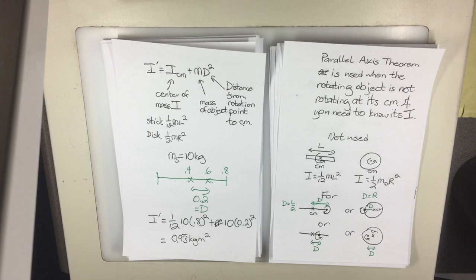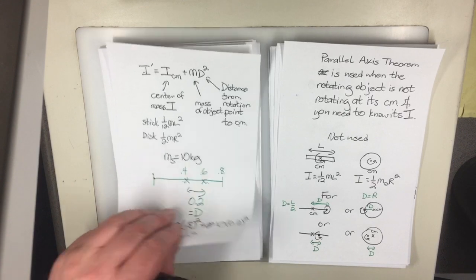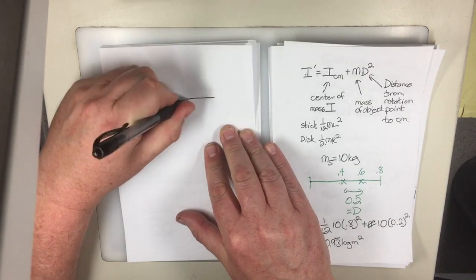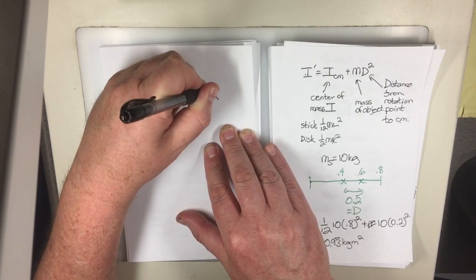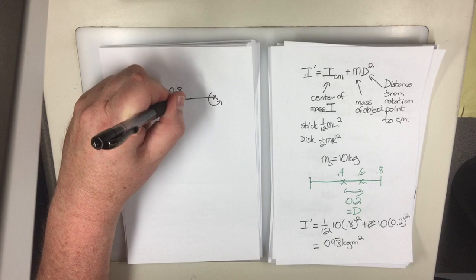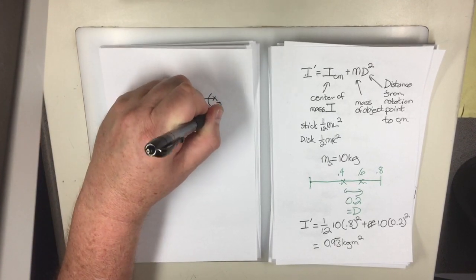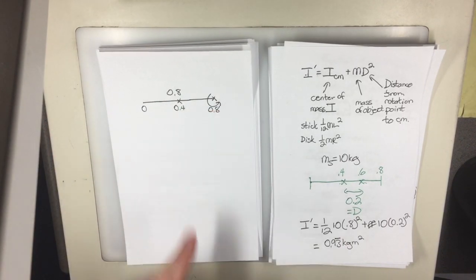If I say the length of this stick is 0.8, and I rotate around its end, what is the value of D? 0.4. Because the center of mass is there, so 0, 0.4, 0.8. So the distance D, there to there, is 0.4.